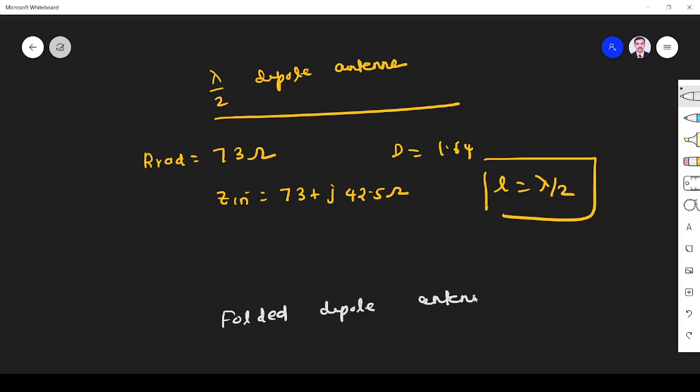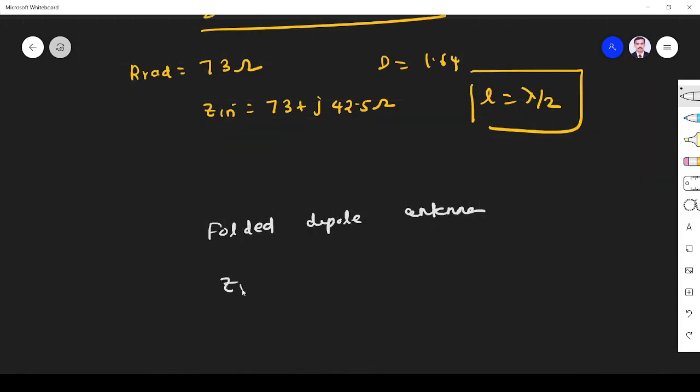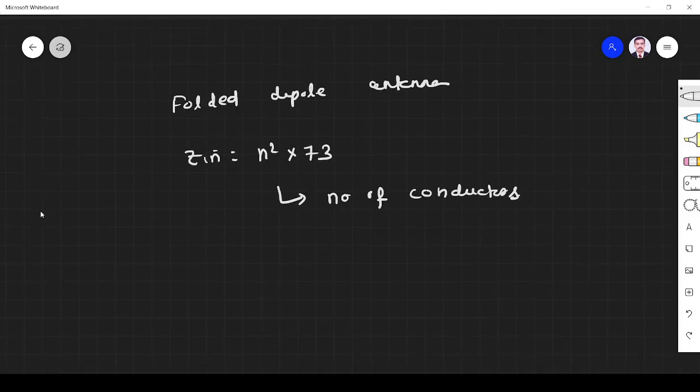For folded dipole antenna, one point is very important. What is that? Zn, the input impedance. Input impedance is n square into 33, where n is the number of conductors. Okay, so these are all things.